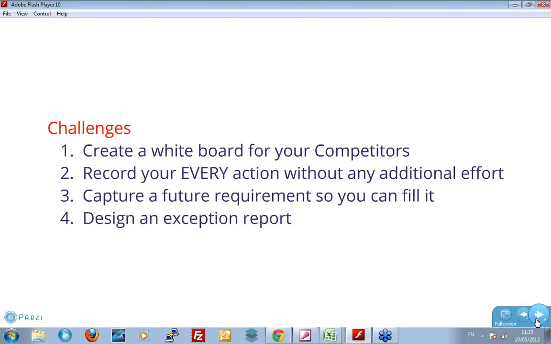Challenge number 2, something completely different. Record every action without any additional effort. Now that might seem simple. You might say to yourself, well, every time somebody comes in, we write it down in our big black book sitting in front of you. We do record everything we do, but you don't really, and you certainly don't do it in a way that enables you to analyze it in the depth that you may want to.